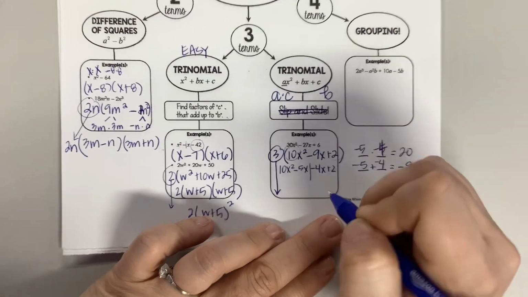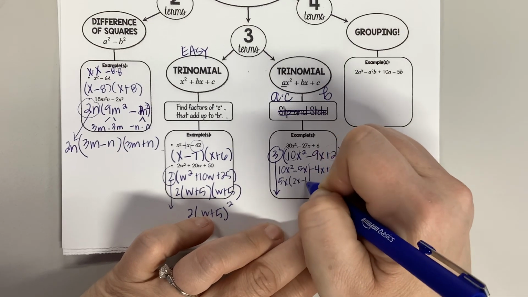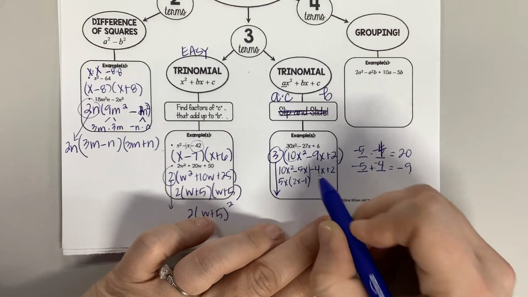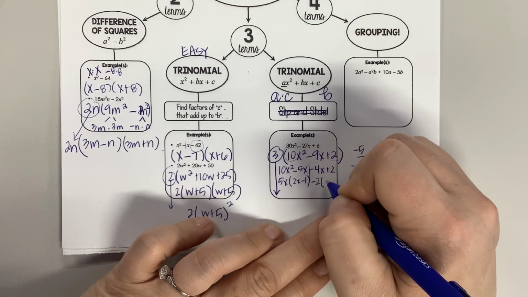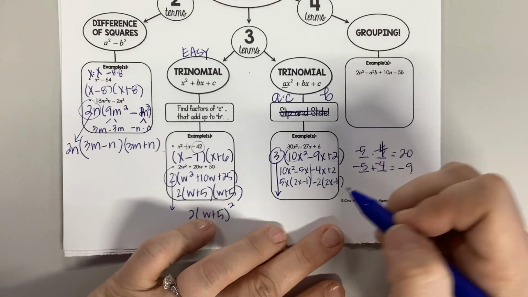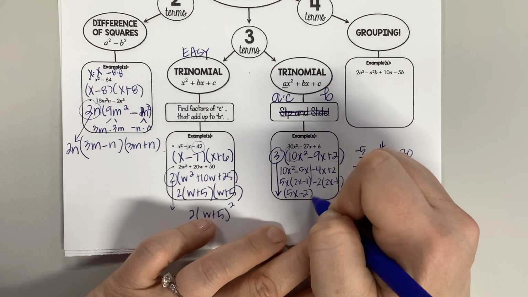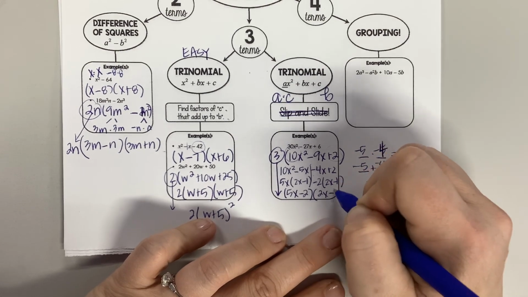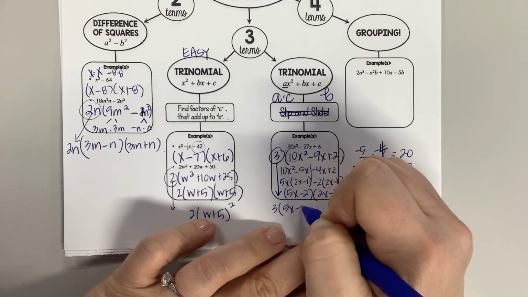My GCF here, 5x, 2x minus 1. My GCF here is negative 2, 2x minus 1. 5x minus 2, 2x minus 1. Bring down the 3. Boom, chocolate.